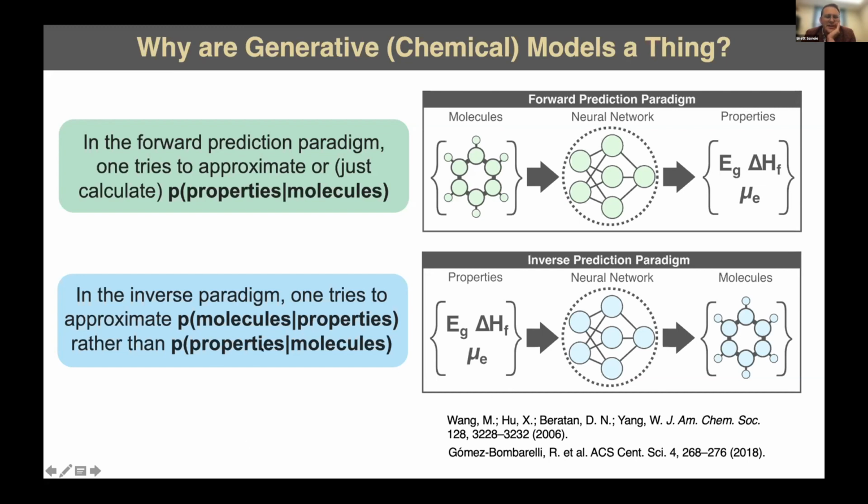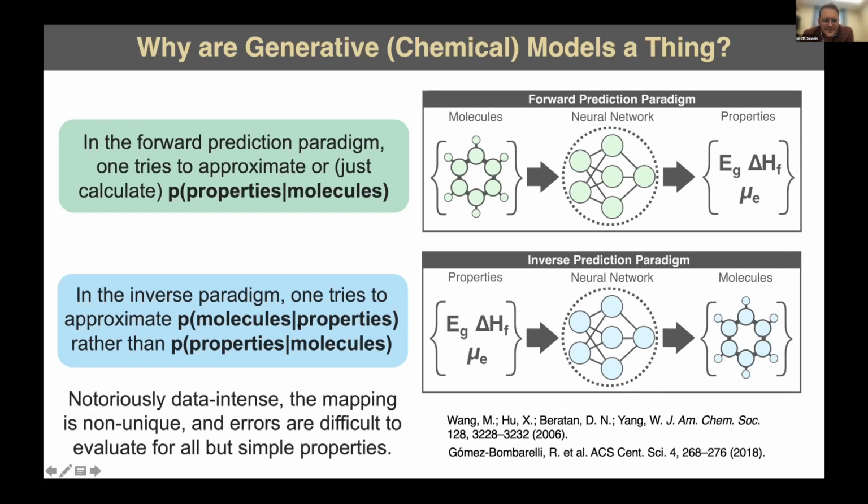So rather than finding the probability of properties given a chemical structure or a chemical graph, you're trying to predict the molecules given the property. Now, this is notoriously data intense because this mapping is non-unique. Clearly, there can be many molecules, for instance, that have the same band gap, right? So this is not a unique mapping that you're seeking out. And it can be really difficult to evaluate errors, okay, for all but simple properties.